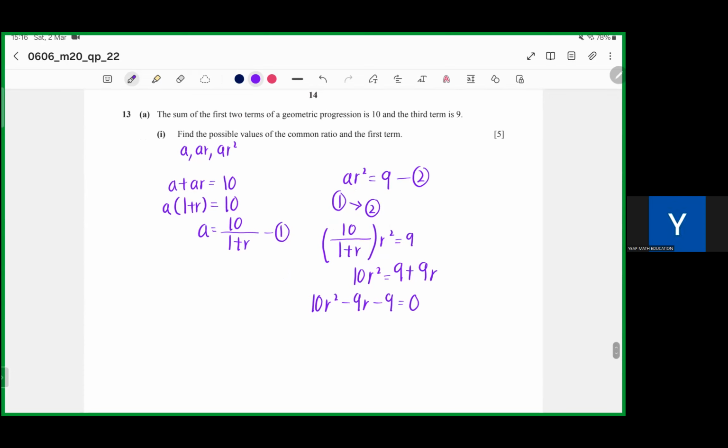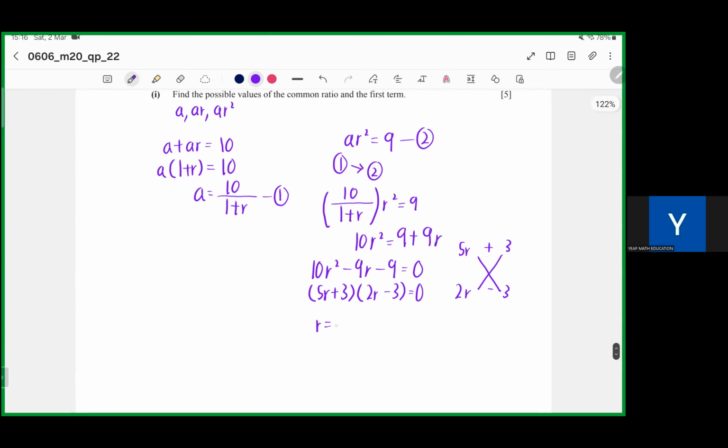Now we can factorize it. 5R, 2R, 3, 3. Okay, because here we get negative 15 plus 6R, we get negative 9R. 5R plus 3, 2R minus 3 equals to 0. So we get R equals to negative 3 over 5, and then one more is 3 over 2 here. Okay, now we already get the common ratios.